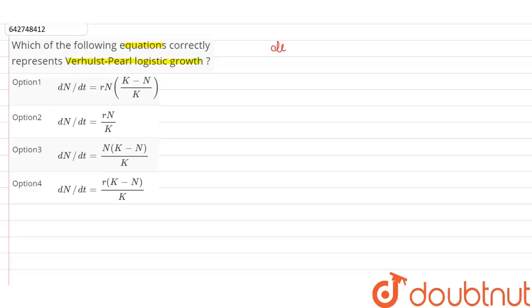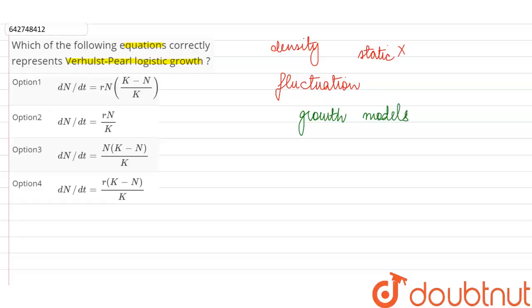In this question, we have to correctly identify the equation which represents Verhulst-Pearl logistic growth. Now we all know that the population density of any population of any species is not going to remain static for a long period of time. It is not something that will remain constant, and there are many factors which can cause fluctuation in the population density. Now when the population is going to grow, when it is going to increase, this growth can occur according to different growth models, out of which in this question we are going to talk about the logistic growth.